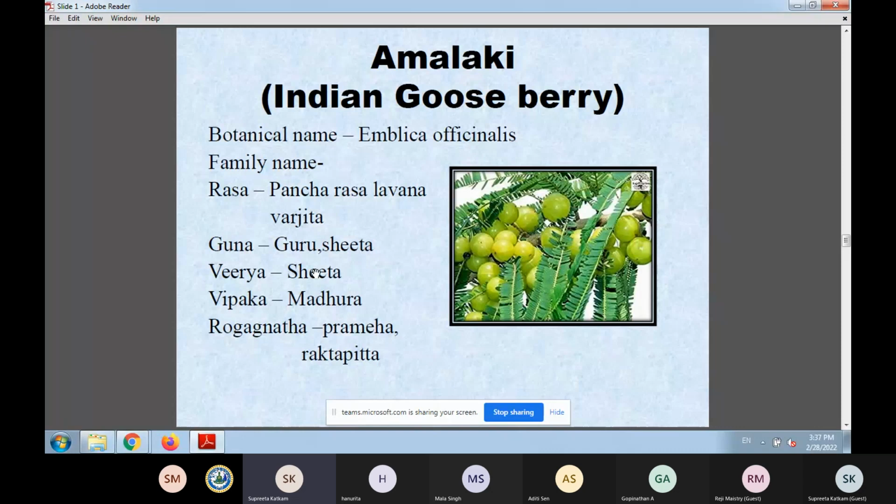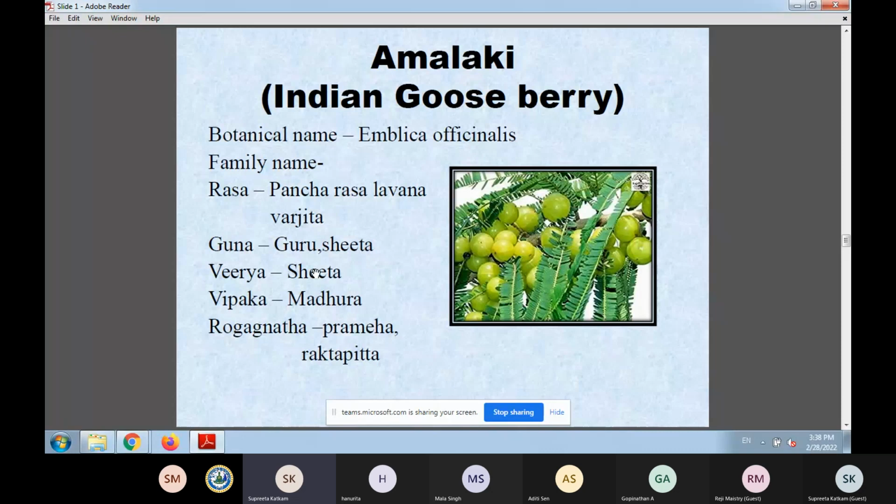Guna, it is Guru and Shita. Virya, it is Shita Virya. Vipaka, it is Madhura. This Indian gooseberry, or amla, is the best drug of choice for Prameha, that is diabetes mellitus. It is one of the best drugs for diabetes mellitus. It is Rogagnata for Prameha and Raktapitta. Prameha is DM type 2 and Raktapitta is the bleeding disorders.